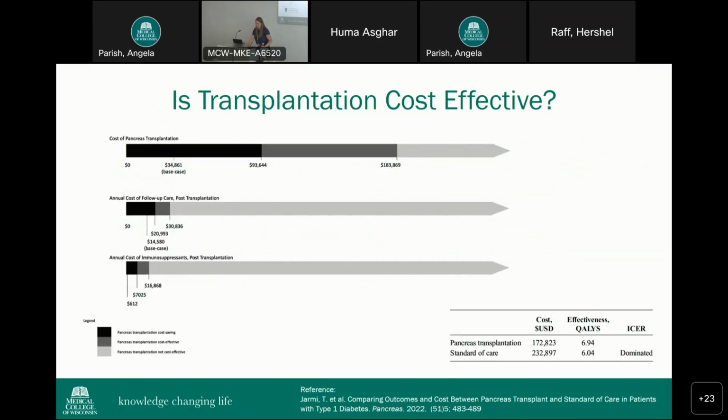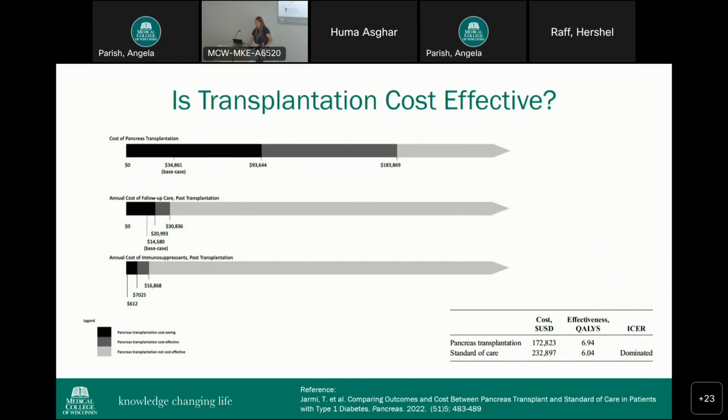Another thought that crosses our mind is, what's the cost? Is standard therapy more or less expensive than a whole organ? So the major takeaway is in the bottom right corner. Standard of care is more expensive compared to a pancreas transplant in a 10-year span. And then looking at our other images, the dark gray is cost saving, medium gray is cost effective, and the light gray is not cost effective.